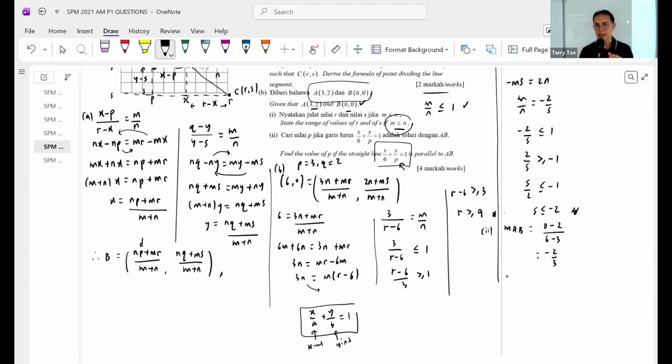So my gradient of this line, I can call it M2, is what? Negative y-intercept over x-intercept, which is negative b over 6. Because this line is parallel to AB, this negative p over 6 must be negative 2 over 3. So what's your p? 2 over 3 times 6. The answer is 4, right? Positive 4.